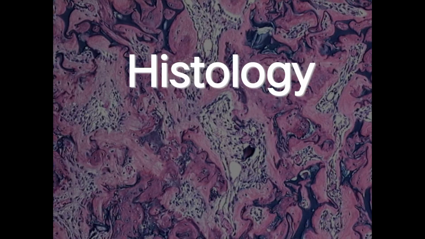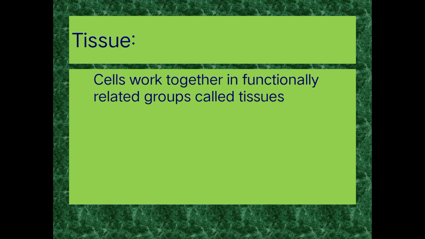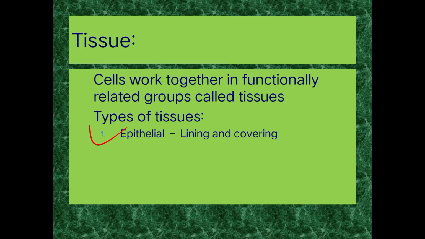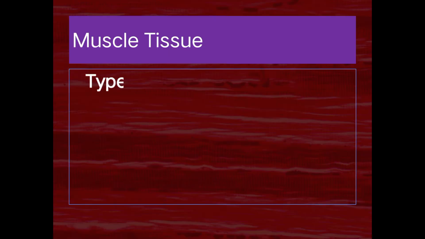Welcome. Today we are going to discuss the muscular tissue. As we all know, tissue means cells working together in functionally related groups. That is called tissue. Types of tissue we already discussed: the epithelial tissue, then connective tissue, which is helpful in support, and then muscular tissue, which we are going to discuss today, which is responsible for movement, and then nervous tissue, which is responsible to control all the organs.